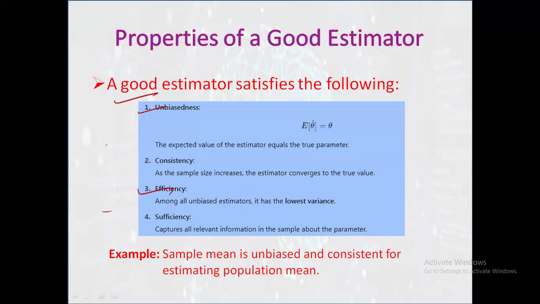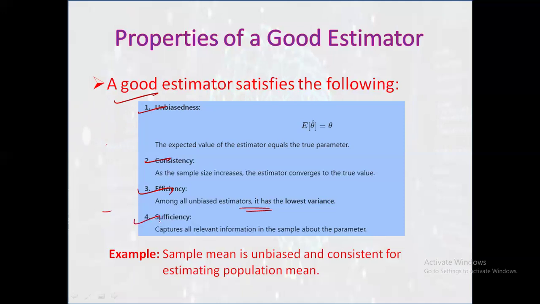And efficiency. Efficiency refers to the estimator having the smallest possible, that is, the lowest possible variance among all unbiased estimators. That means it fluctuates less from sample to sample and gives a stable result.